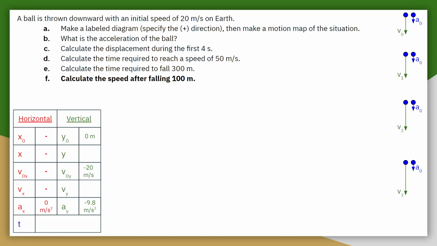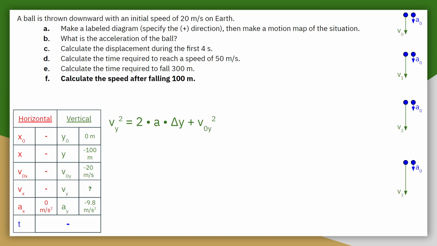Now, the last part of this problem is to calculate the speed after falling 100 meters. We still have these same starting variables that we once did. Now our final position is negative 100 meters, 100 meters below where we started. We're solving for that final speed. We're not given the time, nor are we solving for it. So this is the equation that we can use to solve for that final speed.